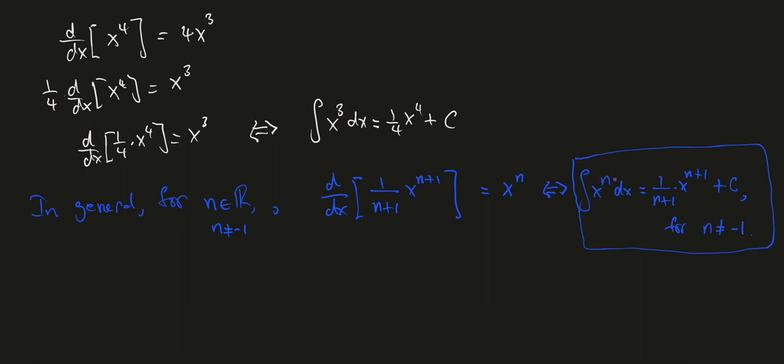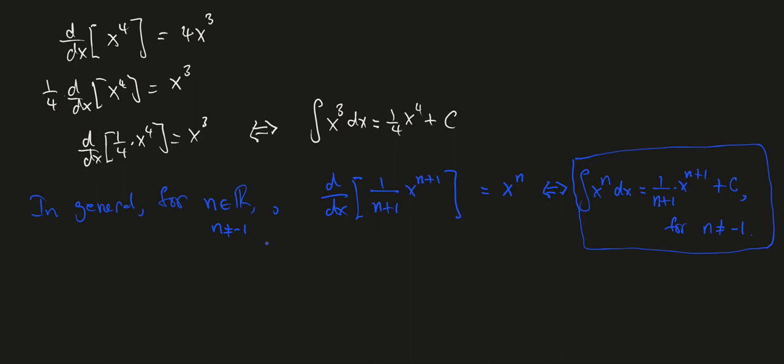And look at what it does. It says whatever this power is, add 1 to that power, and then divide by the new power. Let me make that n more clearly. Right, there we go. So then the question is, what happens when n is equal to -1? Well, let's see.